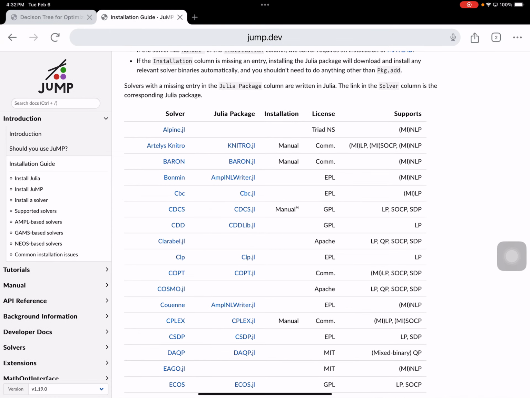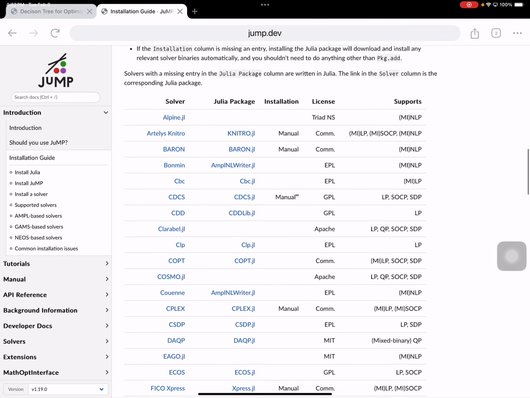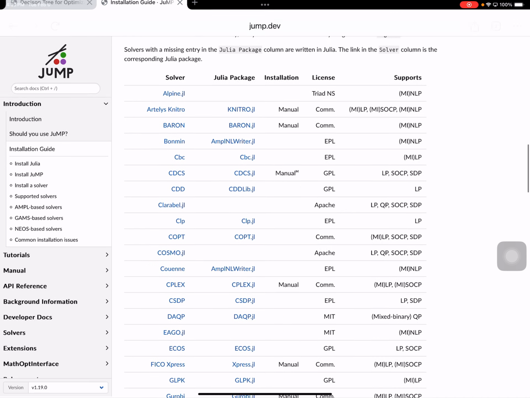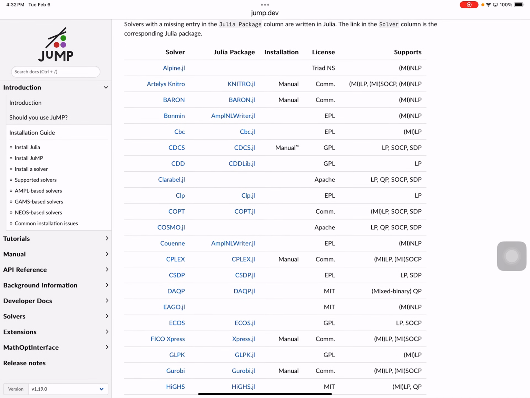So when you have an optimization problem, you may wonder what type of software you can use to solve a given optimization problem. This page is called the installation guide for a software named JuMP. JuMP is like Pyomo in the Julia programming language. The developers of JuMP did a pretty good job of summarizing all the solvers that are available.